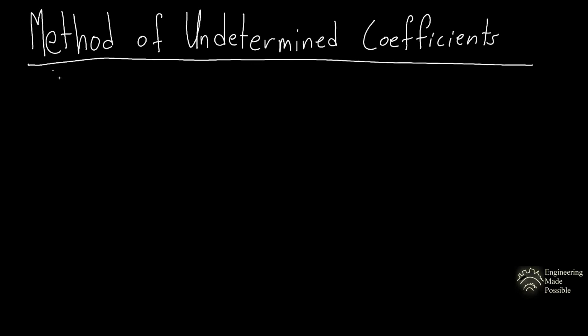So today we'll be going over the method of undetermined coefficients, and this is specifically used to solve non-homogeneous differential equations. So up to this point, we've been going over different methods on how to solve homogeneous differential equations. But what happens when you have a non-homogeneous differential equation? Well, let's look at an example first.